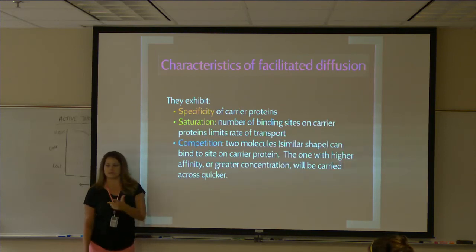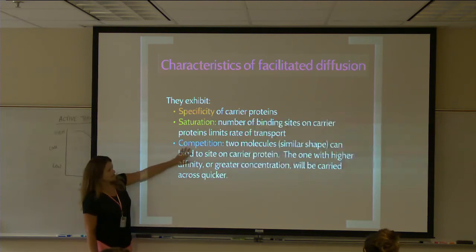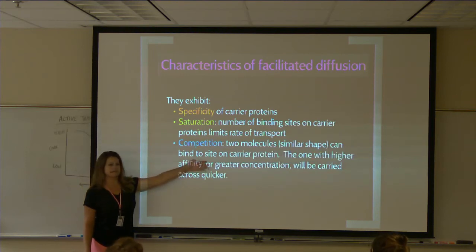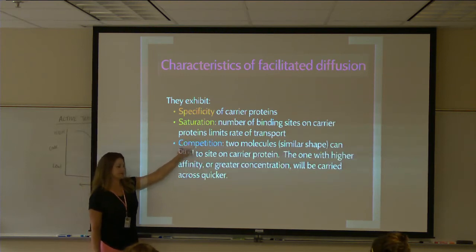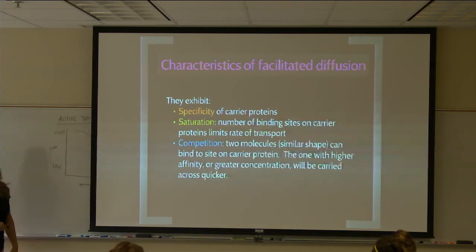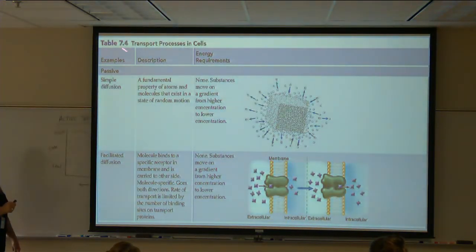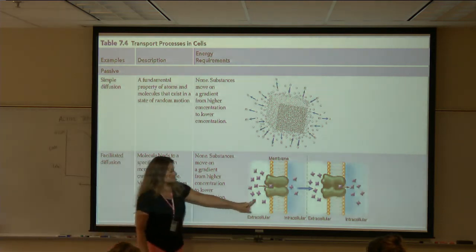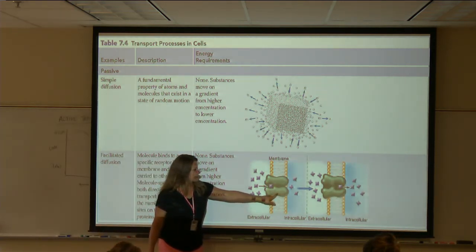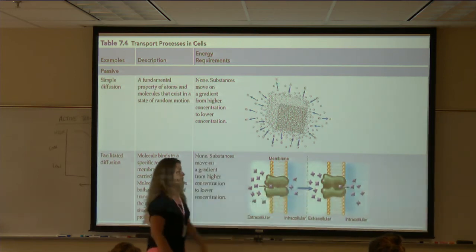I used the analogy of the chairs: you're taking the chairs out of the room, more people, faster it goes. Competition: antibiotics are designed to mimic a number of molecules that can move across these carriers. So something with a similar shape can bind and possibly get through. There's a little image in your text; table 7.4 shows an example of simple diffusion versus facilitated diffusion. Facilitated has that carrier, that protein in the membrane, going from high concentration to low concentration until you hit equilibrium.